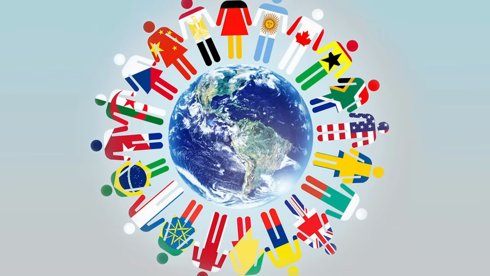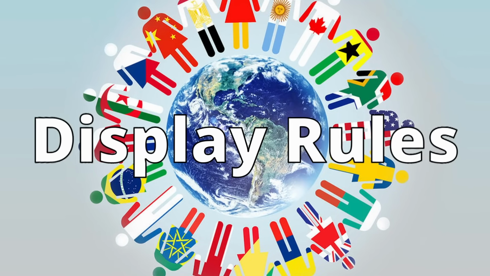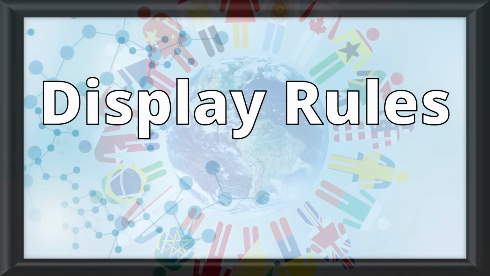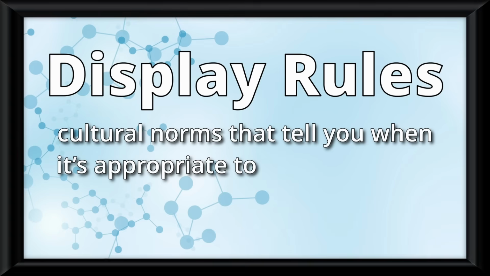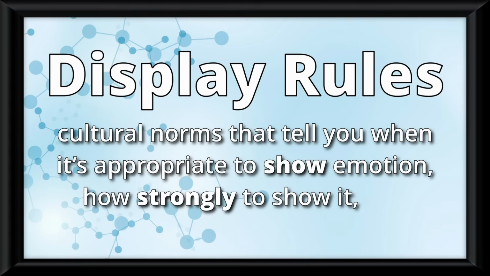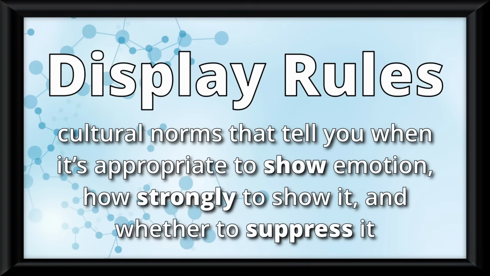Another thing about culture that is mostly universal is display rules. Though certain types of rules will vary across cultures, in general, display rules are cultural norms that tell you when it's appropriate to show emotion, how strongly to show it, and whether to suppress it. And you know what my culture's display rule is making me do right now? It is making me suppress the urge to cry because this unit is all over.